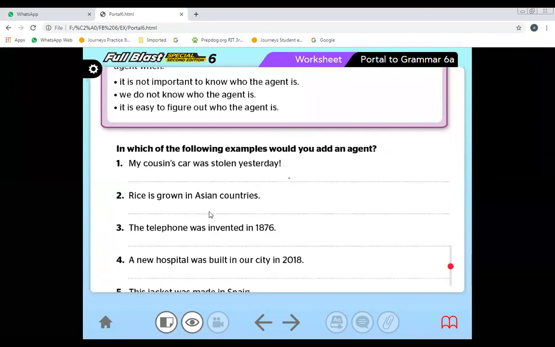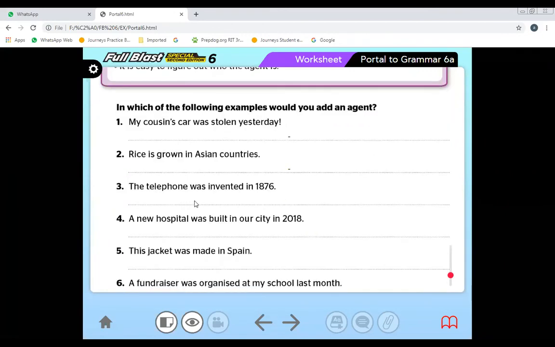Rice is growing in Asian countries. Is it necessary to add the agent? No. So it will be dash. Excellent. Number 3. The telephone was invented in 1876. Without the agent, the sentence will not be clear. Okay? So here I have to write the agent. So we will write by Graham Bell, the one who invented the telephone.